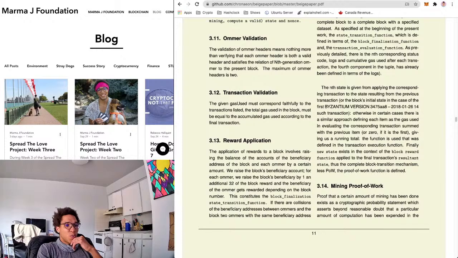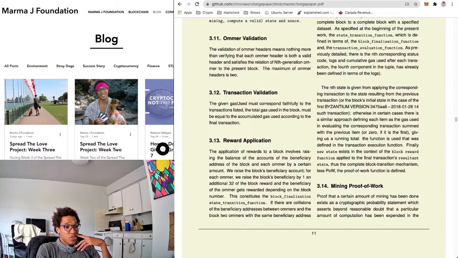The application of rewards to a block involves raising the balance of the accounts of the beneficiary address of the block and each Omer by a certain amount. We raise the block's beneficiary account. For each Omer, we raise the block's beneficiary by 1/32 of the block's reward, and the beneficiary of the Omer gets rewarded depending on the block number. This constitutes the block finalization state transition function.